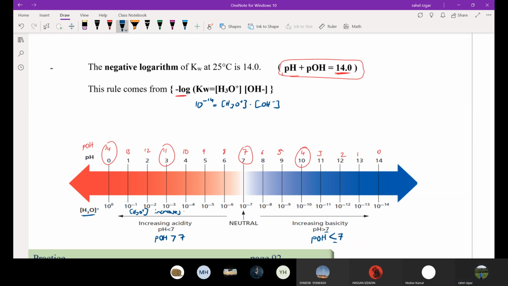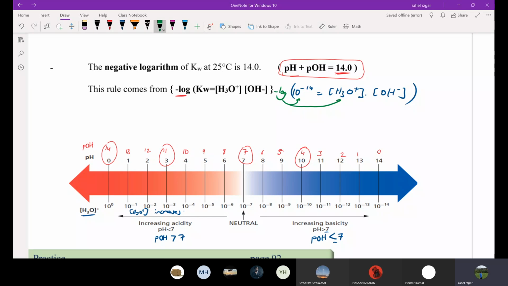10 to the power of minus 14 equals concentration of H3O times concentration of OH. Then we take minus log of both sides: minus log of 10 to the power of minus 14.